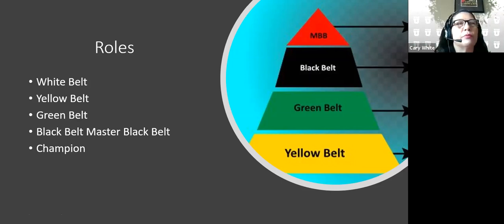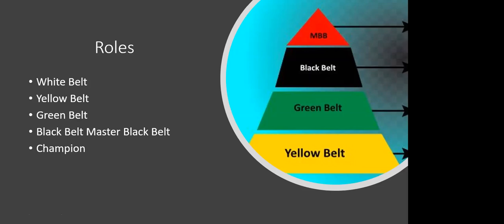And most of the time, that's really high level executives that don't get into it. They usually get a white belt just so they're familiar enough to be able to say they understand the concepts of Lean Six Sigma.